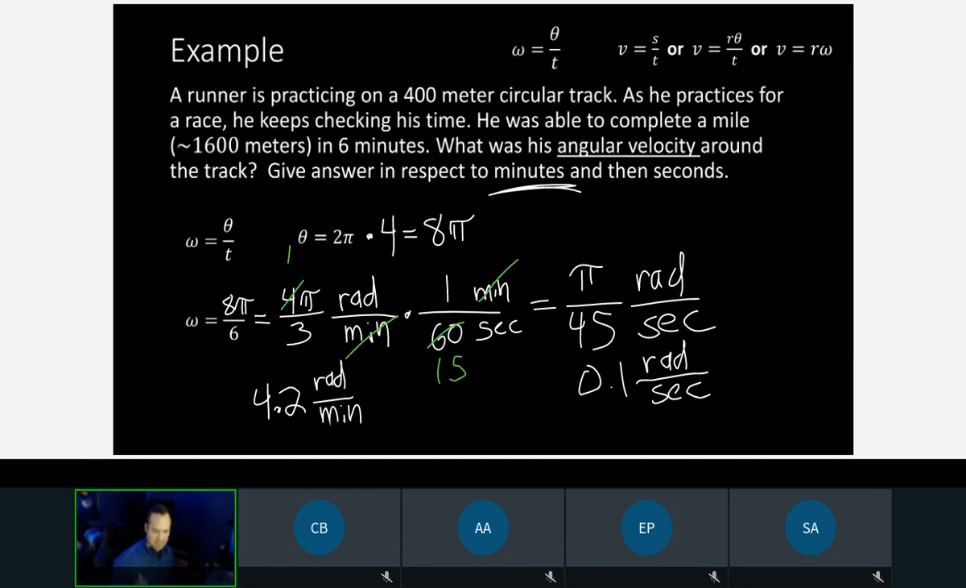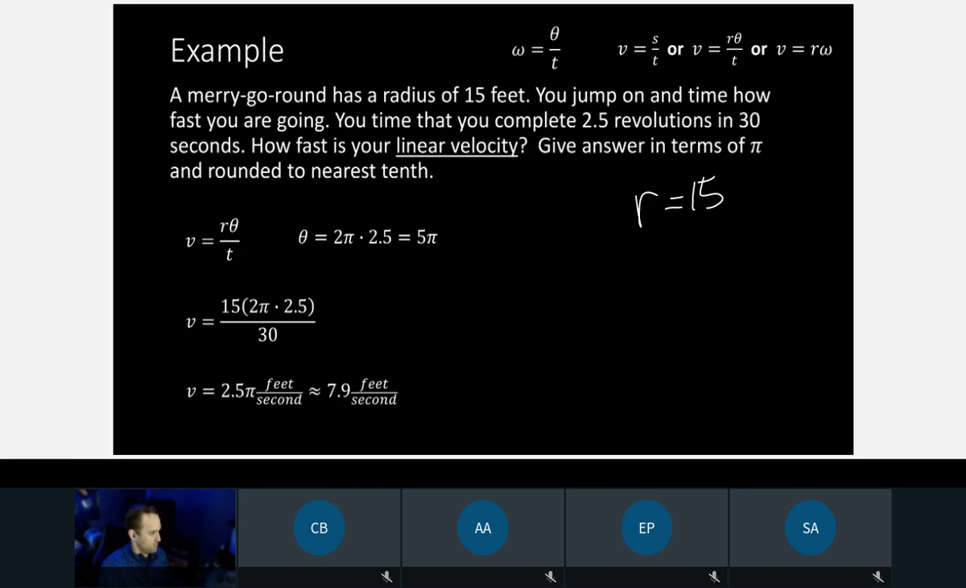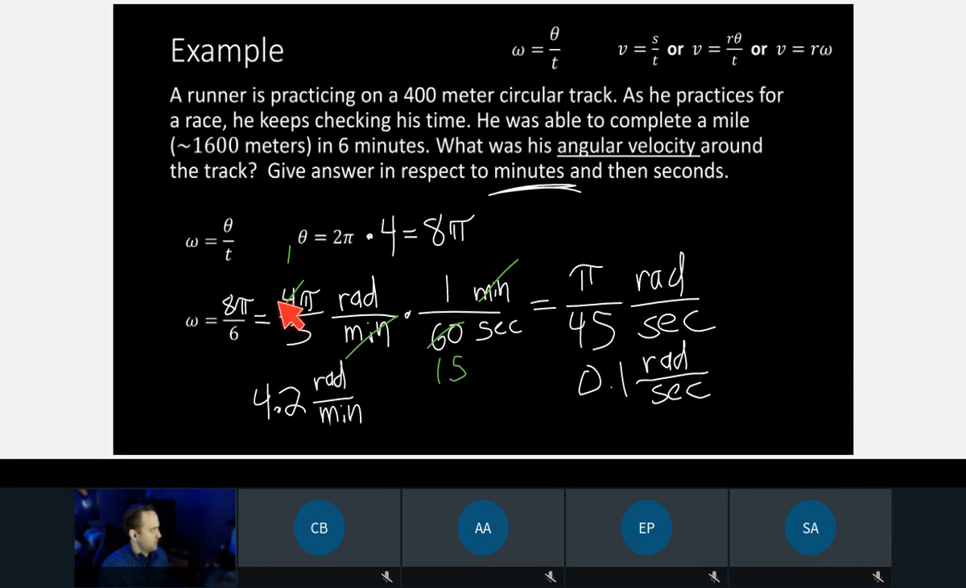Right, so we gave the exact form and the rounded decimal form for both of them. The problem wanted both. We wanted minutes and seconds. So we had 4 pi over 3 radians per minute. Decimal converted is 4.2 radians per minute. Converting this into radians per second, we came up with pi over 45 radians per second. Decimal, it's 0.1 radians per second. Good. Everyone agree with those answers?